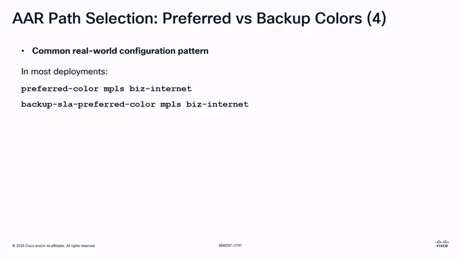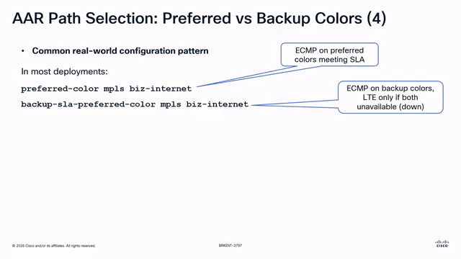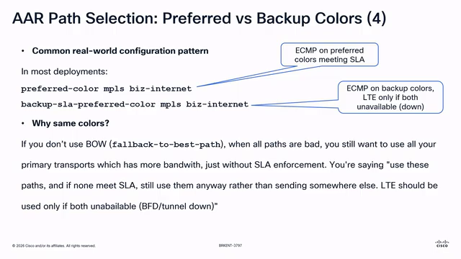Right? So why? Because the idea here is that if both colors are meeting your SLA, we want to send traffic over the preferred colors. If we are not meeting your SLA, we still want to send traffic over those colors, despite that the service may be degraded. LTE, we really want to use only as a backup. That was the original intent, right? That's why we are not defining it, and if both colors are down or unavailable, we will send traffic over the LTE, right? That's the only way to properly define it according to the original scenario.